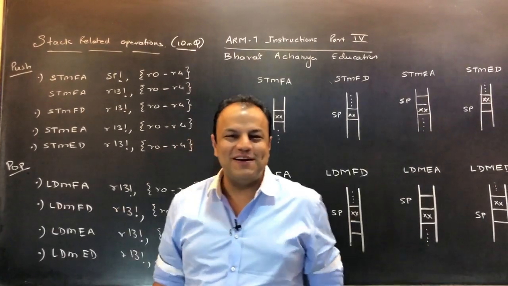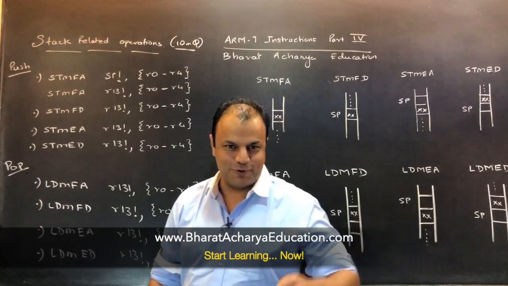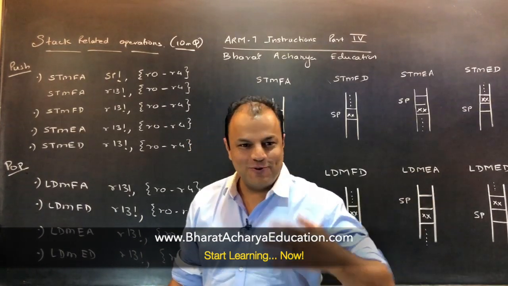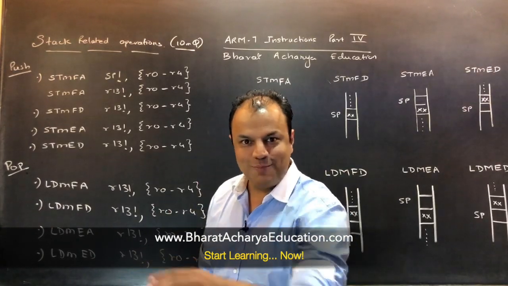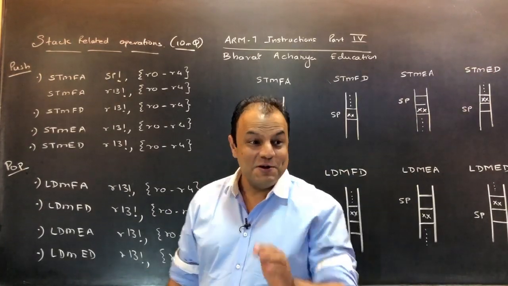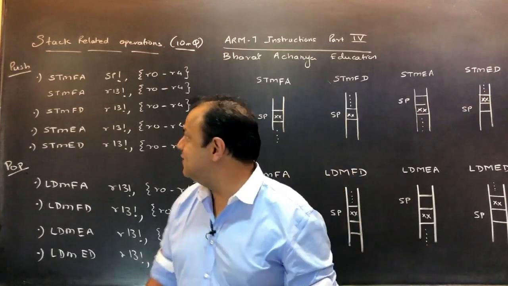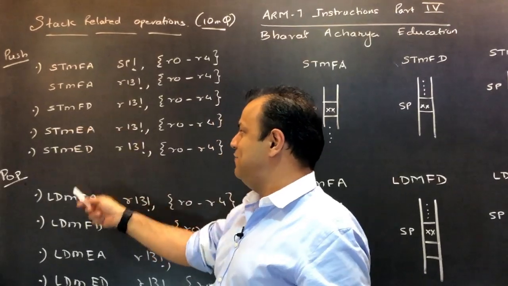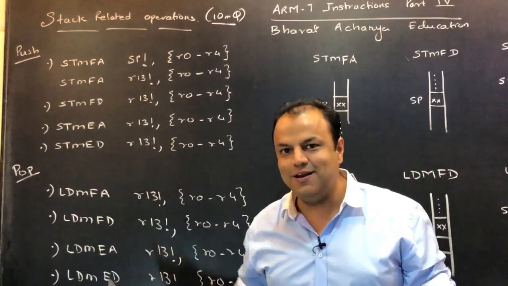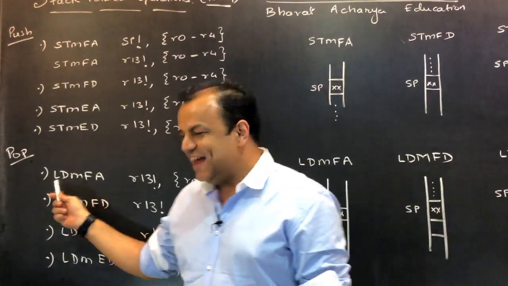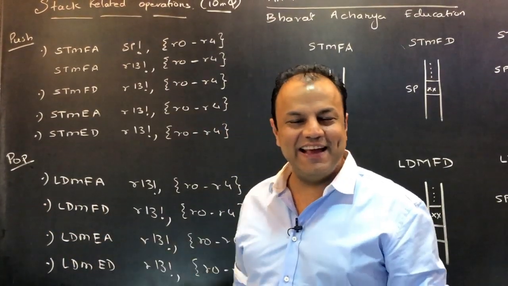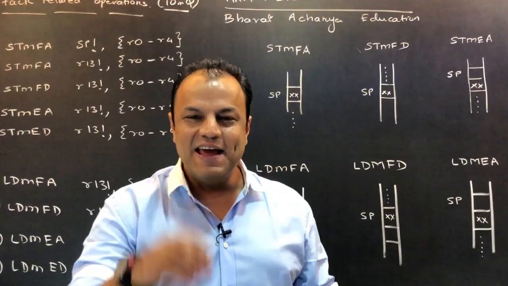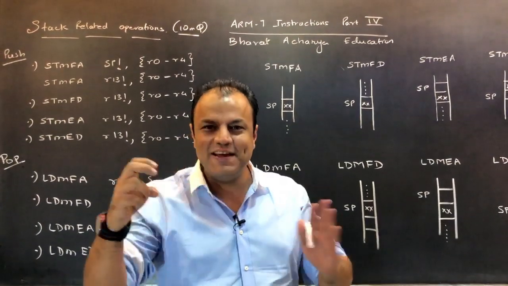If you've learned ARM instructions till now, you know though they are very simple, people who know ARM instructions know they are very simple. But for those who don't know it, they're like crazy. I mean, look at the names: STMFA, STMFD, STMEA, STMED, what are they? Push. LDMFA, FD, EA, ED, what are they? Pop. So there's something about this instruction set. It has very interesting alphabets in an instruction.